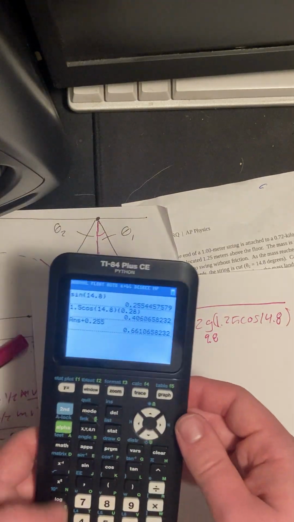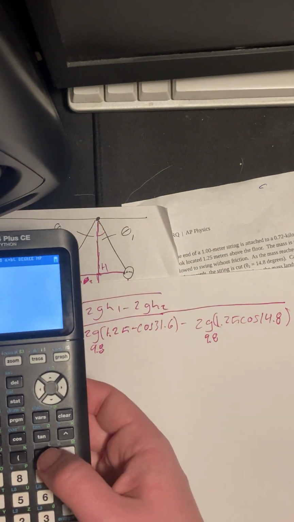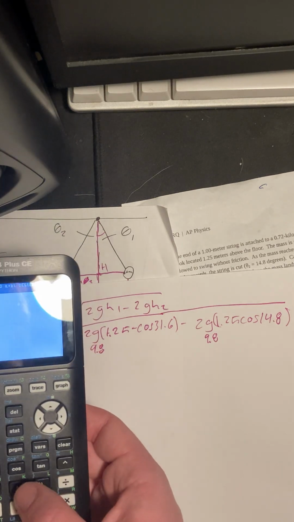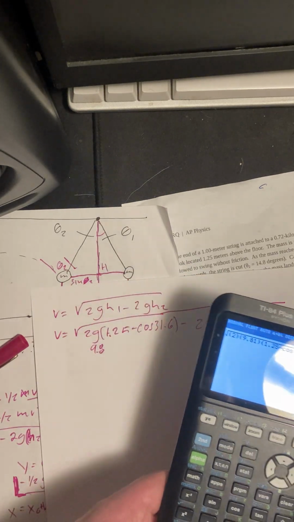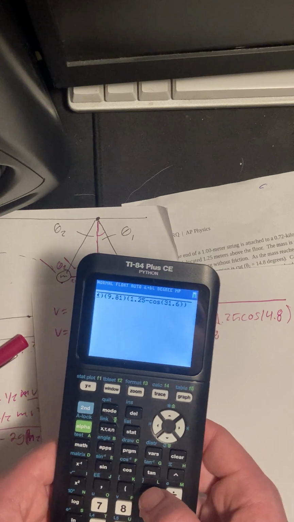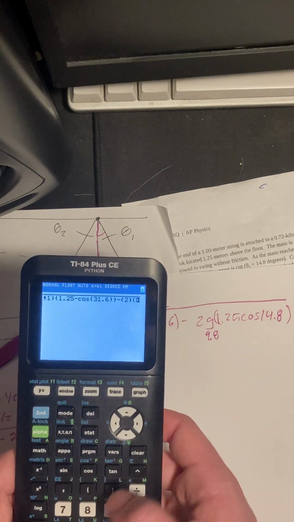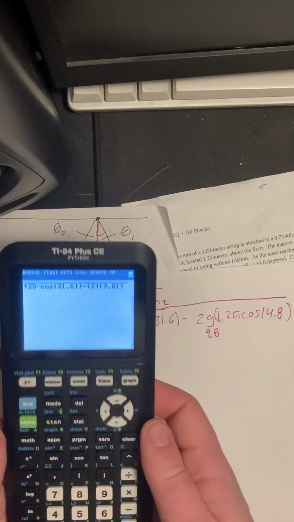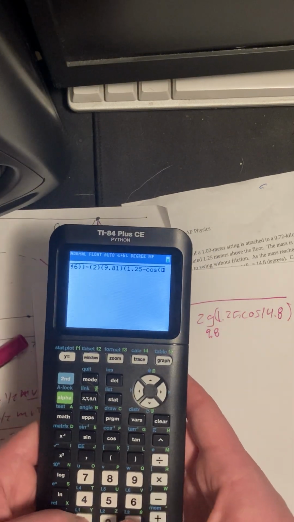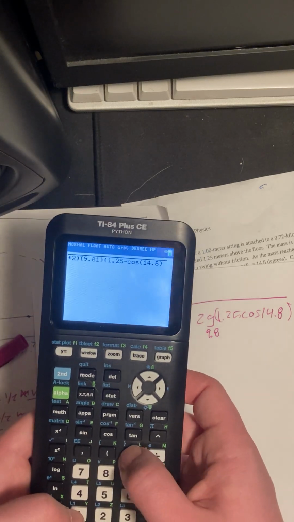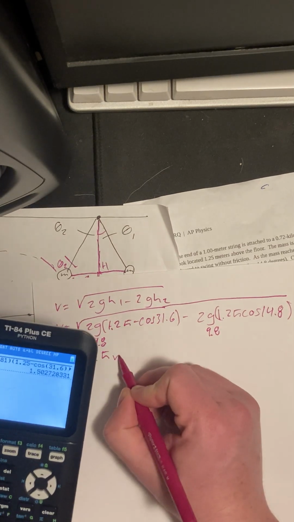So let's account for this real quick. We have 9.81, and then 1.25 minus cosine 31.6, minus 2gh again, so 2g, 9.81, then 1.25 minus cosine 14.8 this time for the theta 2. Close that. We get 1.5. So our velocity here equals 1.5 meters per second.